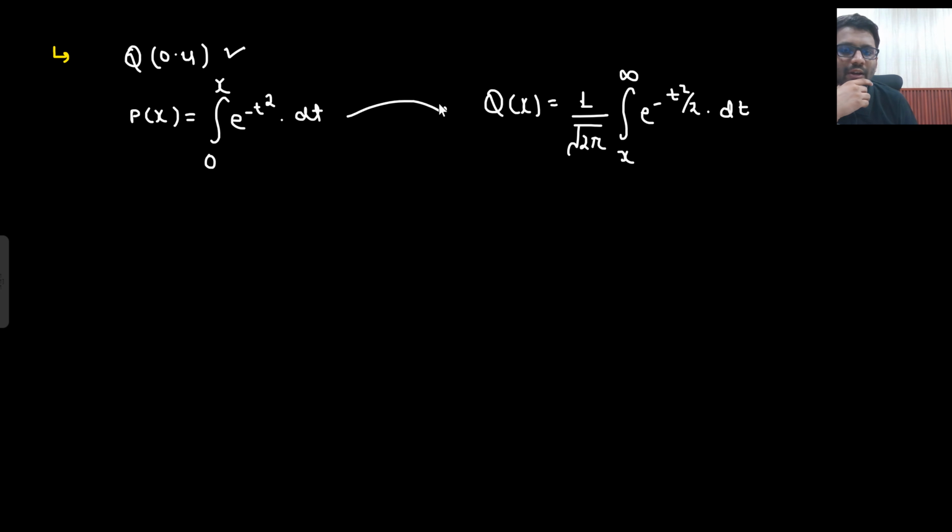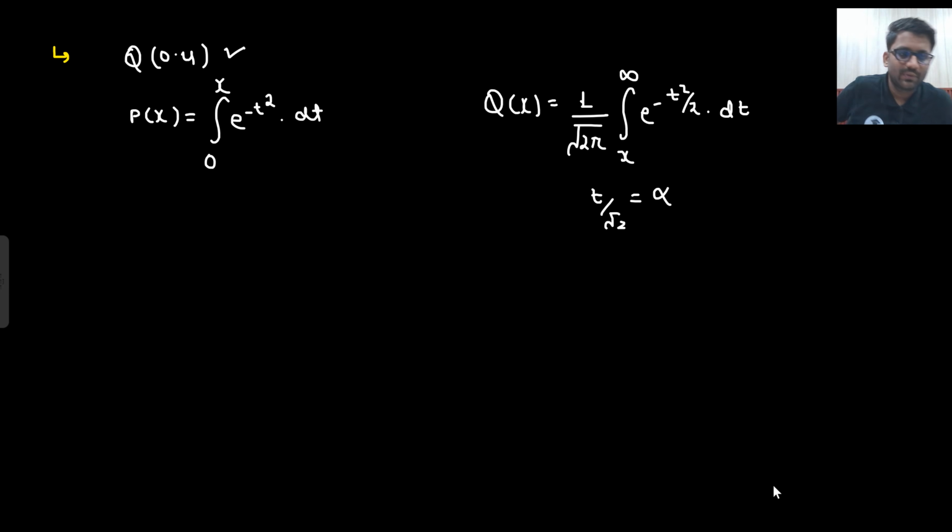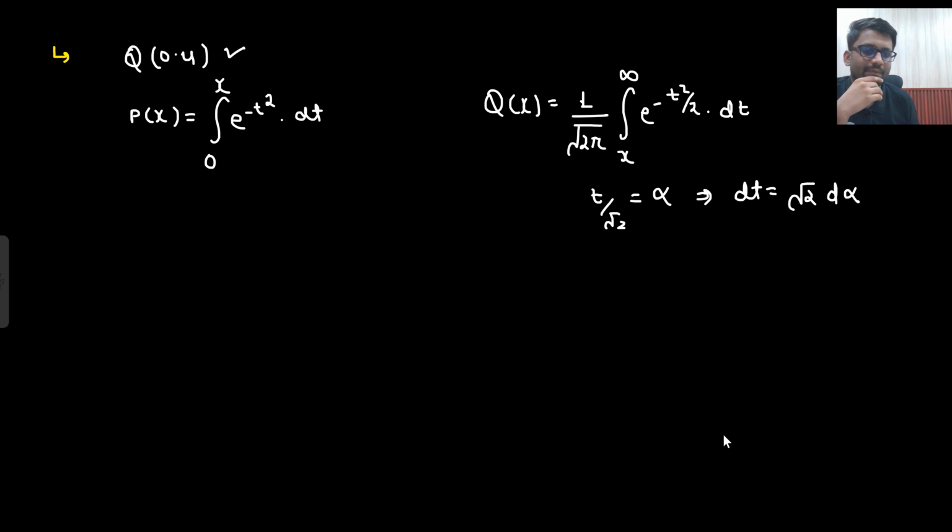Now I need to relate both of them, right? So let's start from Q of x and try going towards P of x. This is what I will try. So here I can see that e to the power minus t square is there, but here e to the power minus t square by 2 is there. So what I will do, t by under root 2 I will put equals to alpha. Say yes or no. What I will get from here, dt is equals to under root 2 d alpha. Why I am doing so?